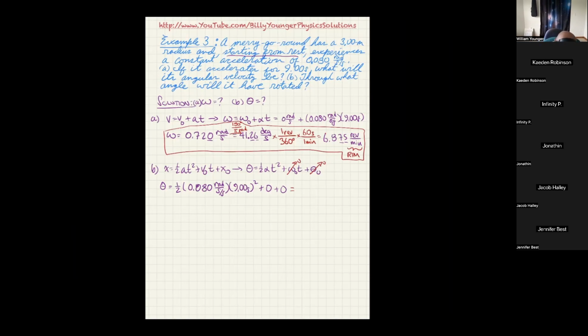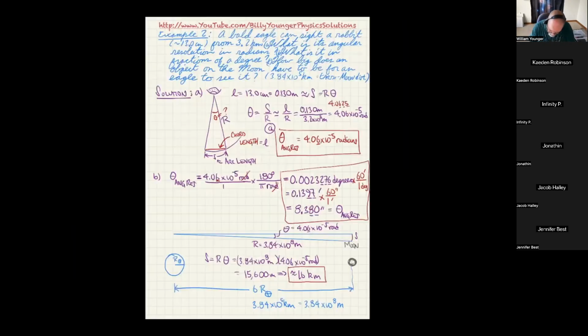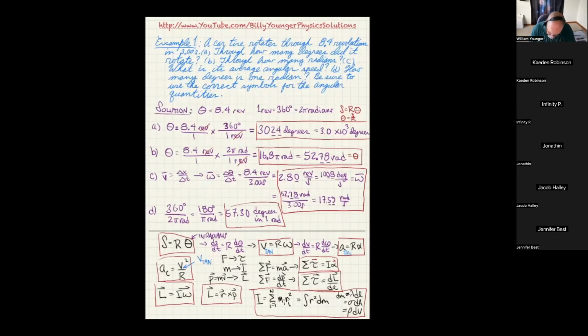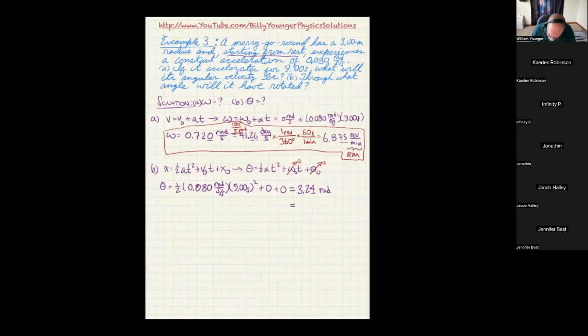So this is going to be 3.24. And I really only had 2 sig figs there, so I should underline that 4. That should come out in 3.24 radians is what I actually rotated through. Now I can use the fact that 1 radian is 57.30 degrees. So I could do that if I wanted.